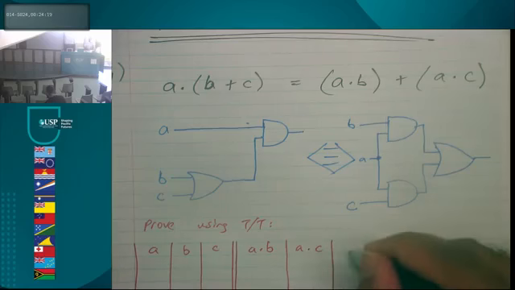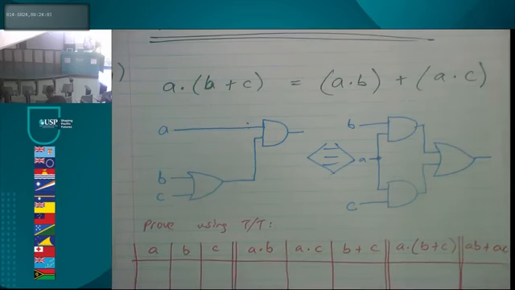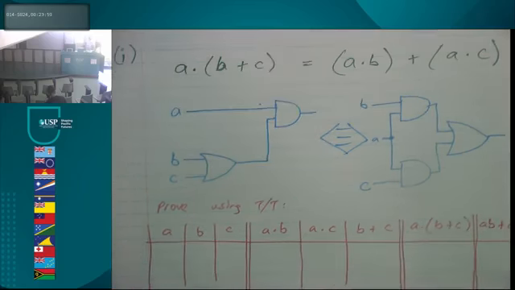A and C, B and C, another double line. You have A or B, A and B or C, another double line, A and B or A and C. There you go. So you've got to populate this particular table.